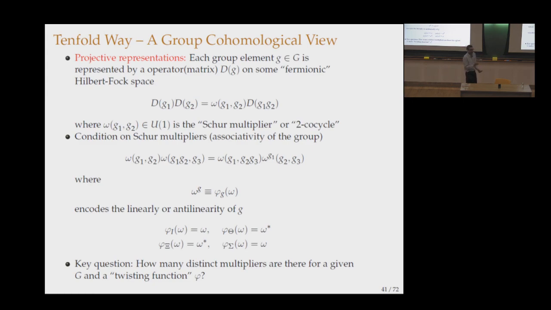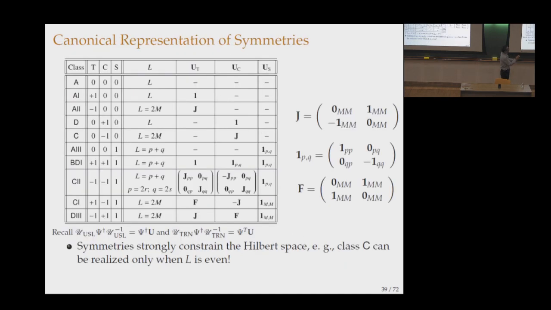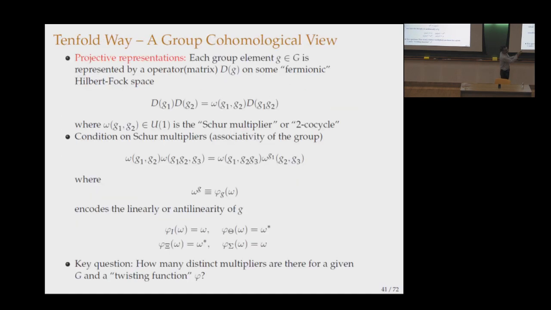So I have to define a notion of how a group element will act on the phase. That's what this notation is telling you: what is the action of a group element on the phase, this omega of G1. In the cases of our interest, because we are interested in fermionic systems, this action is either just identity or conjugation. So now the question is, if I give you a certain group, what are all possible distinct Schur multiplier systems?